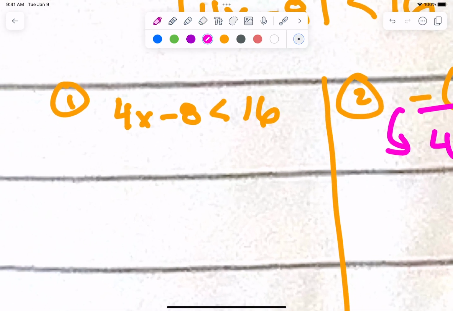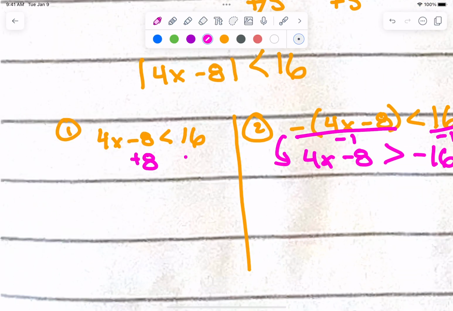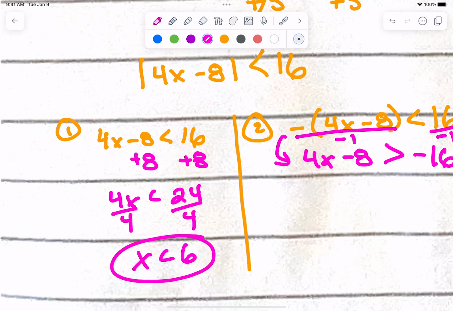Let's solve the left-hand side first. Let's add the 8 over. So 4x is less than 24. And then divide by 4. So x is less than 6. There's one of my answers. X is less than 6.